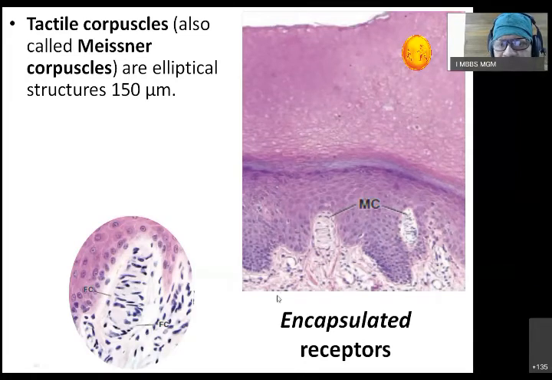Where the free nerve endings are, they start in the dermis and their nerve endings go into the lower part of the epidermis. So this is the difference.